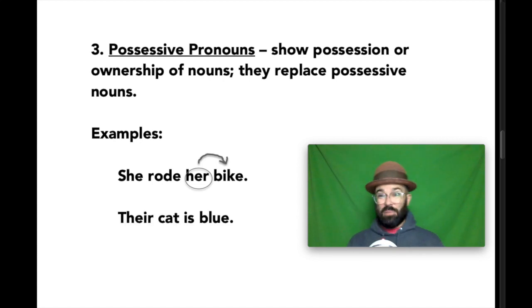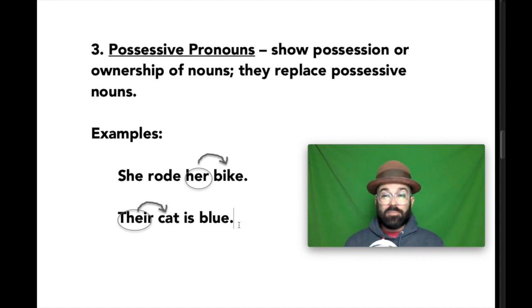Their cat is blue. What's the possessive pronoun in this sentence? And what is possessed? In this example, their is the possessive pronoun, and cat is the thing that is possessed. It is their cat. It is possessed by them.